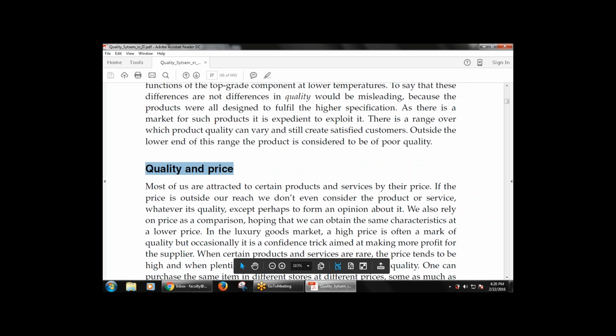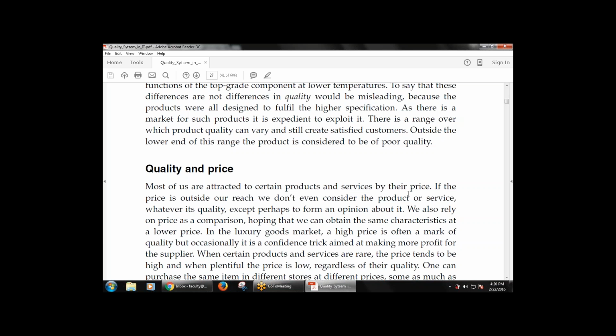Now, next is the quality and the price. That is, what is the quality and what is the price. Most of us are attracted to certain products and services by their price. For example, if the price is more, then we say, yeah, this is a good quality product. If the price is outside our reach, we don't even consider the product or the service, whatever its quality, except perhaps to form an opinion about it. We also rely on price as a comparison.